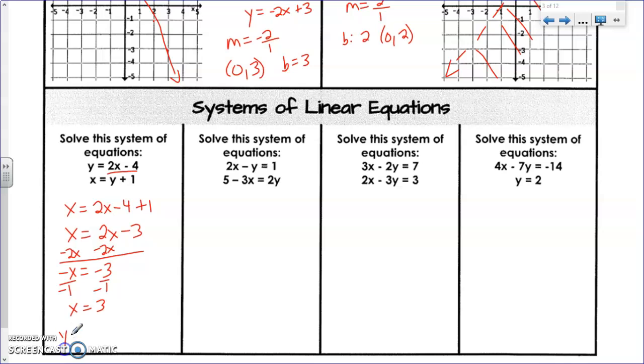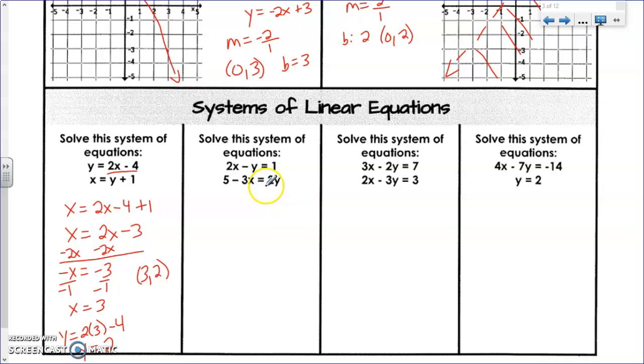So I'm going to have y equals 2 times 3 minus 4. 2 times 3 is 6 minus 4. y equals 2. So I can put the ordered pair 3, 2. Remember, I can go to Desmos and put these in, see where the lines intersect to check my answer also.